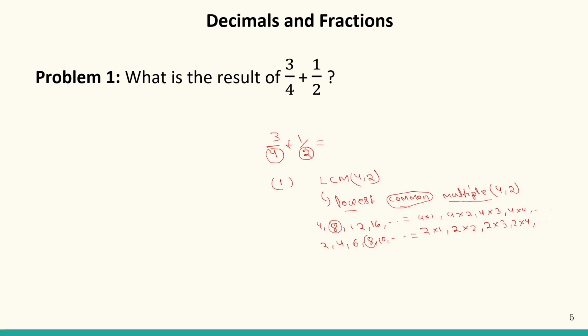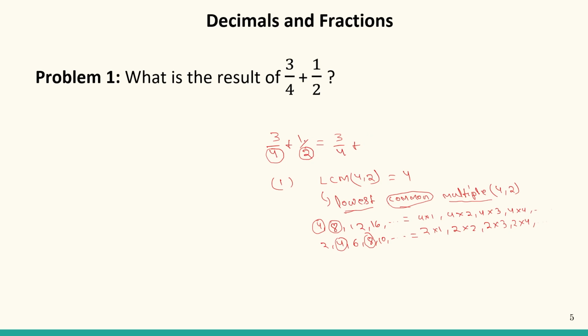Then we need to see what is common between these two series. You can see that 8 is common and 4 is common. Since 4 and 8 are both common, we find the lowest. Between 8 and 4, 4 is the lowest. So the LCM will be equal to 4. Now we need to make the fractions with denominator 4. So 3 by 4 need not be converted, it remains as it is. What we need to do is convert 1 by 2.